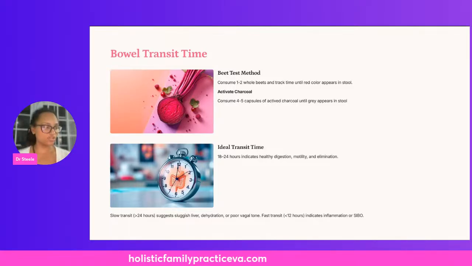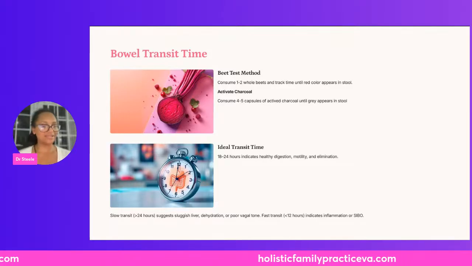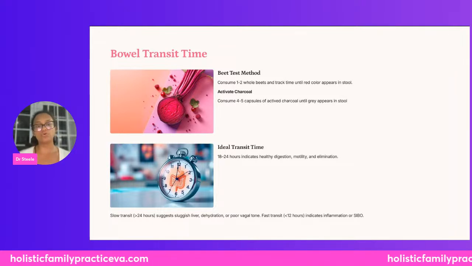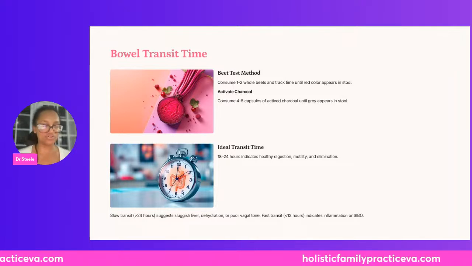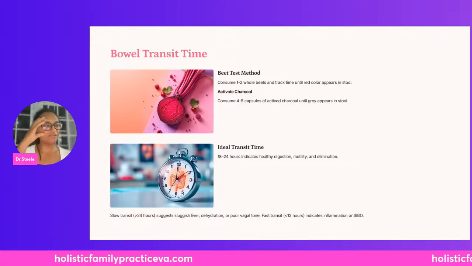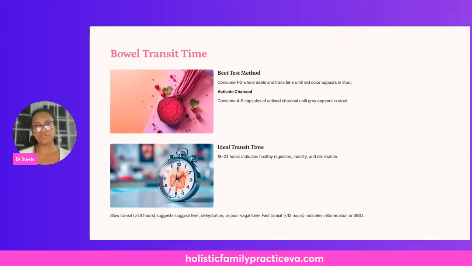You're going to consume 1 to 2 whole beets. Write it down when you actually eat it, and then track how long it takes for it to first show up in your stool, and then how long it takes to completely clear out of your stool. If you do an activated charcoal supplement, you can do powdered, or you can just consume 4 to 5 capsules, usually, until, again, you first see the gray, and then the gray disappears.